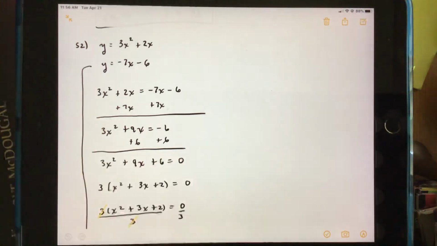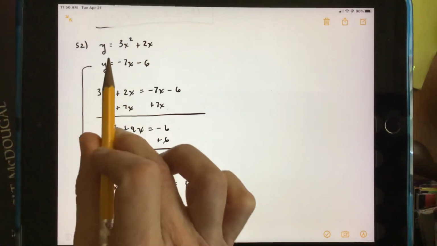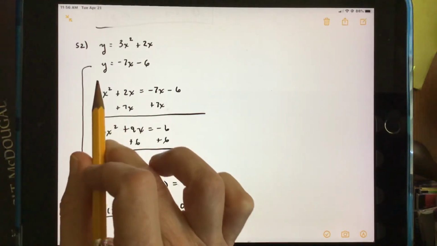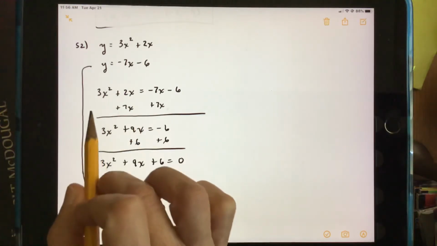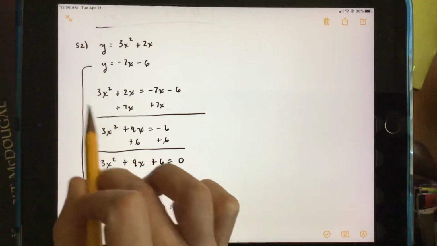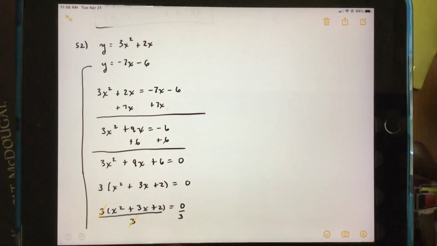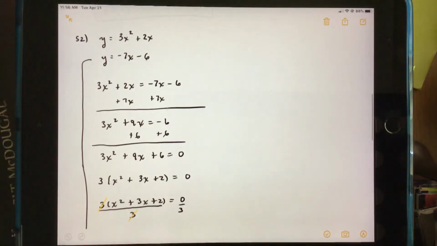Again, we have both equations equal to y, so substitution will be a great method choice here to solve this quadratic system. So I'm going to go ahead and take my 3x squared plus 2x, which is equal to y, and put it in place of this y. So I'm going to rewrite the second equation as 3x squared plus 2x, that's in place of y, equals negative 7x minus 6. Now I'm going to notice that I have a quadratic equation to solve.